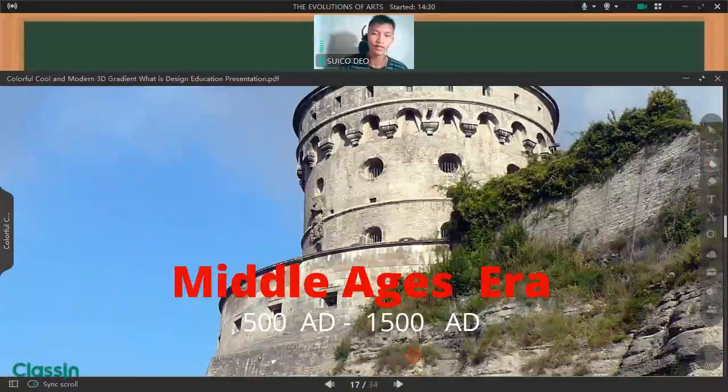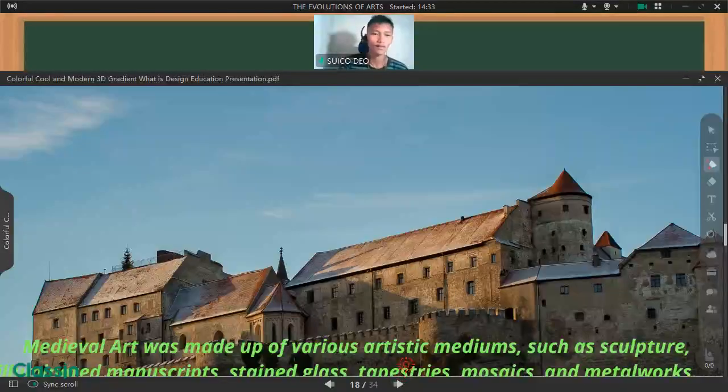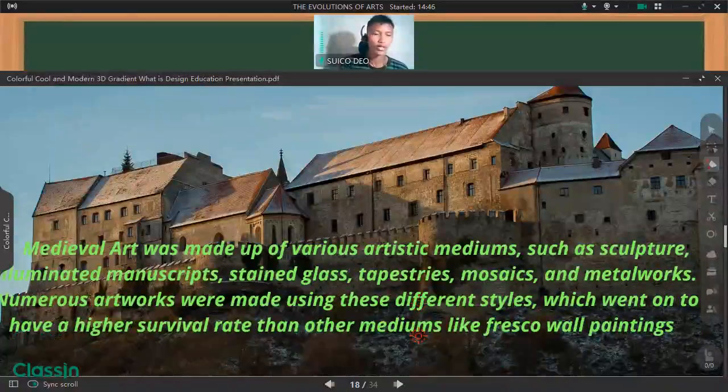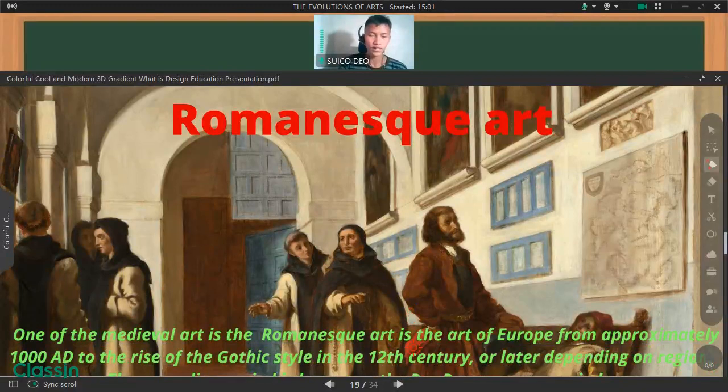The next one is the Middle Age era. Medieval art was made up of various artistic mediums such as sculptures, illuminated manuscripts, stained glass, tapestries, mosaics, and metalworks. Numerous artworks were made using these different styles, which went on to have a higher survival rate than other mediums like fresco wall paintings. An example of medieval art is Romanesque art.